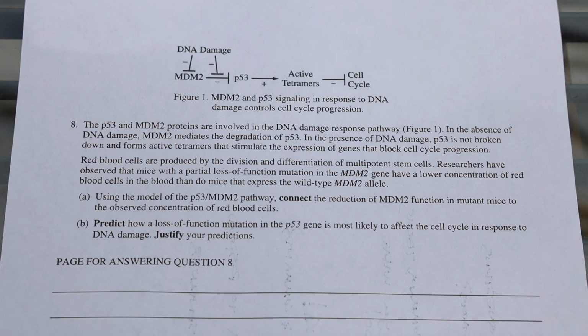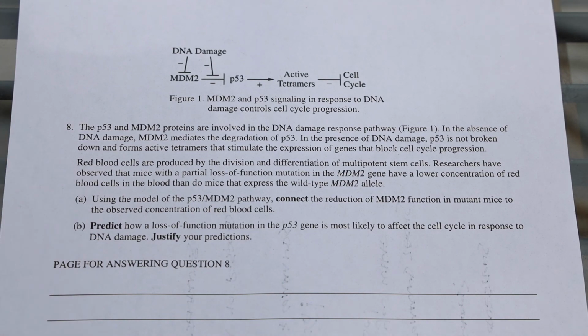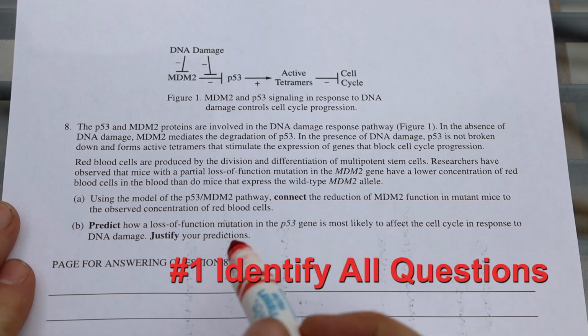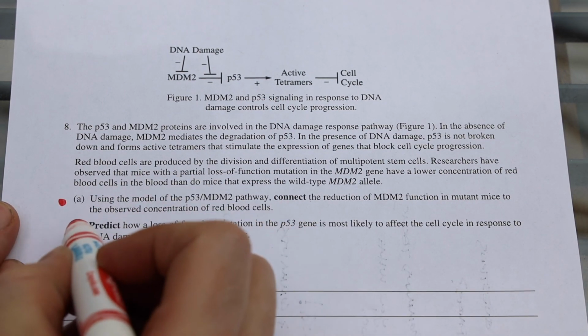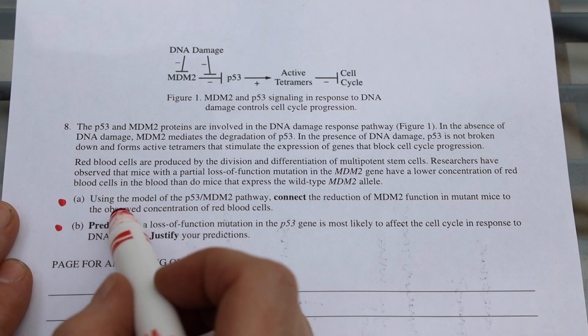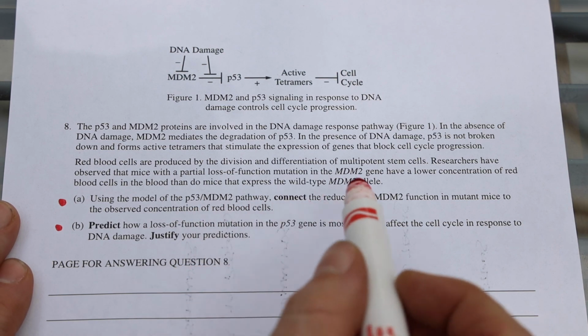Okay, so now what I'm going to do is look at this question. This is an example of a short free response question. And I'm going to follow my steps. First thing I want to do is to identify all of the questions. So I'm going to skip this for right now and just look here, A and B. So there's 2 questions. Okay, question part 1 is using the model of the P53 MDM2 pathway.